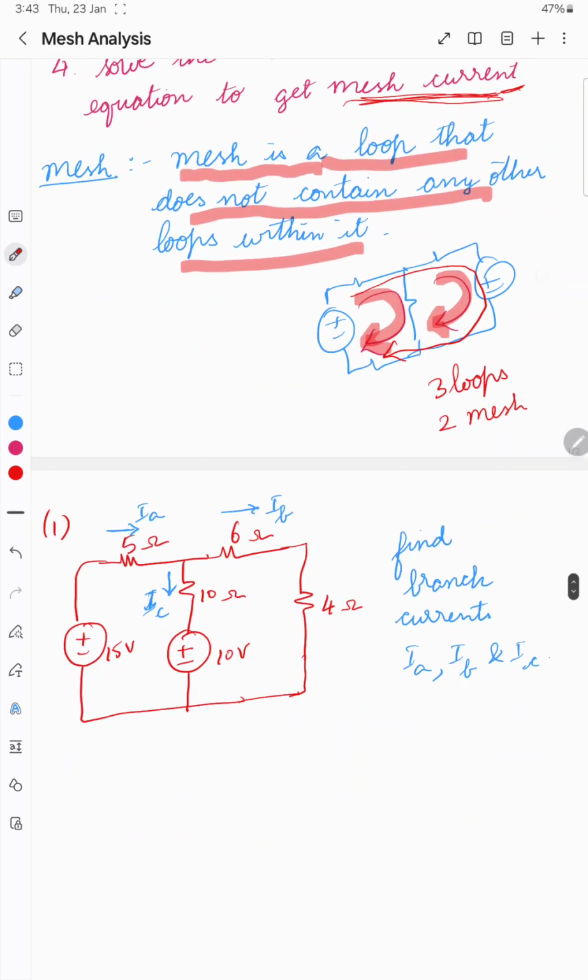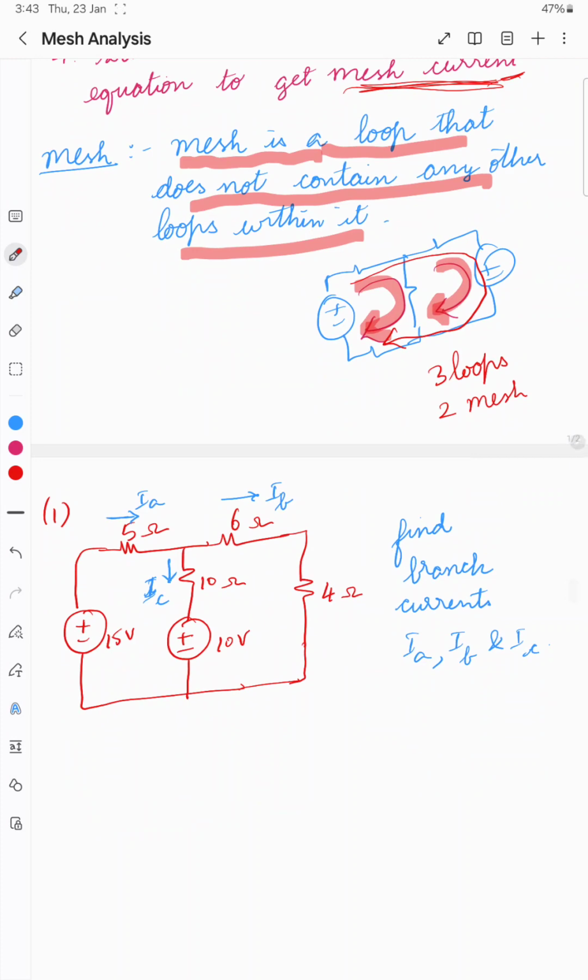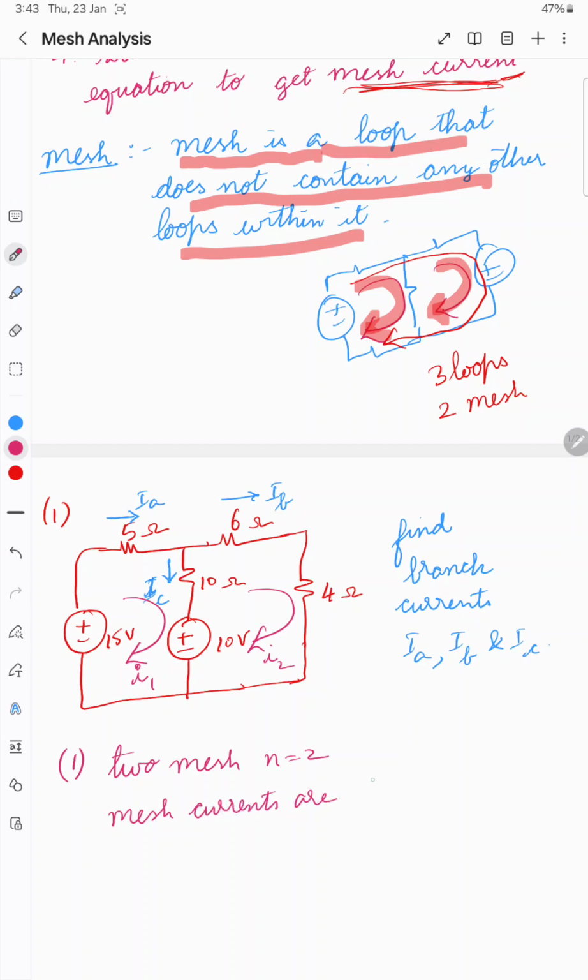Okay, now we'll solve the first problem. We have a simple circuit. We have to find the branch currents IA, IB and IC. So we go for mesh analysis. How many meshes are there? We have 2 meshes. This is the first mesh. The current flowing through the first mesh is, let me say, I1. The current flowing through the second mesh, let me say, I2. So n equals 2, and the mesh currents are I1 and I2.